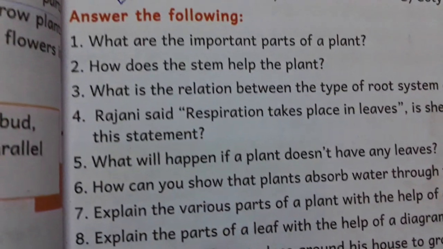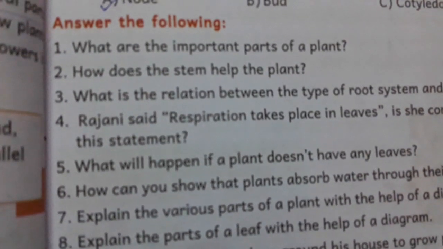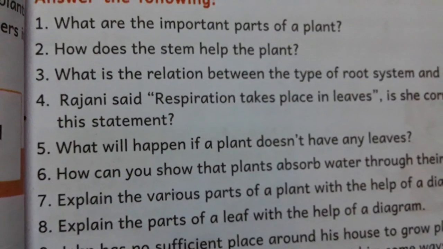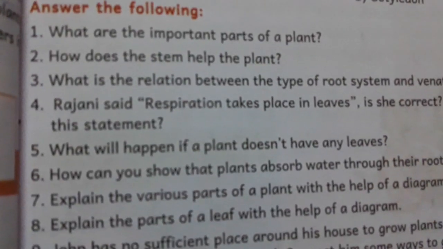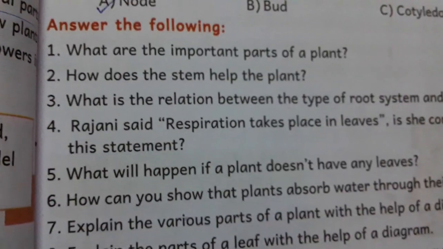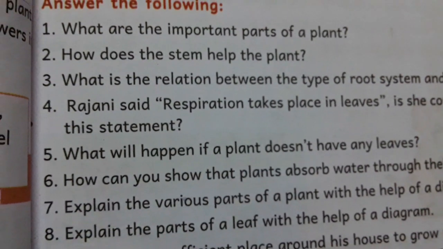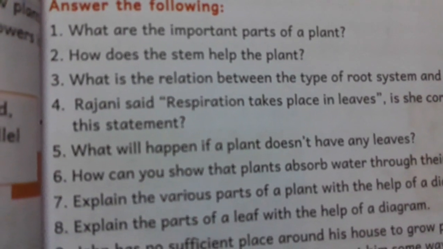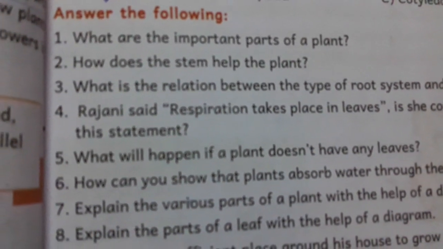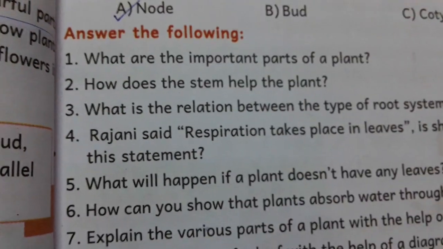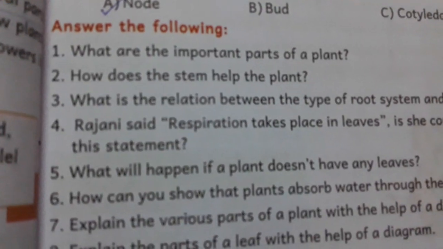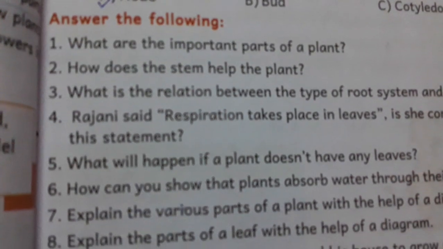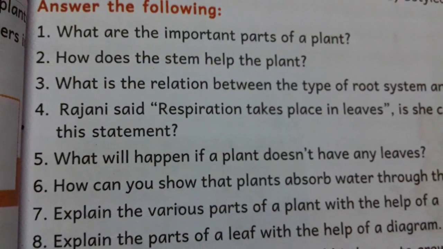See, now coming to the answer the following, but I will give outlines only. After that you have to write in your CW notes seeing from the material book. See here, what are the important parts of a plant children? Come on, say. The basic parts of the plants are roots, stem, leaf, flower and fruits. And second question, how does the stem help the plant? What are the functions of the stem? You have to write that in the question answer.